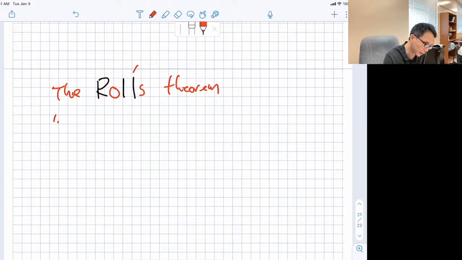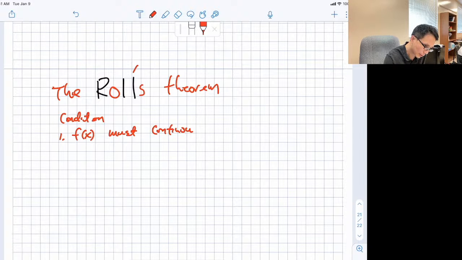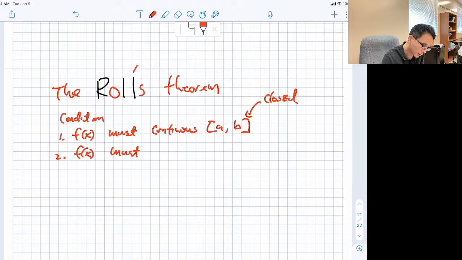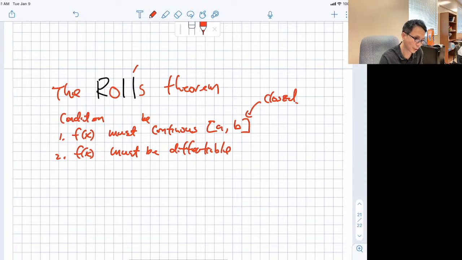So here we're going to talk about the conditions in order for Rolle's theorem to work. Usually they have the same conditions. You're going to see that f of x must be continuous between a and b. That means you cannot have an open circle at the endpoint. It must be closed. The second condition is f of x must be differentiable, and we already talked about the definition of differentiable.